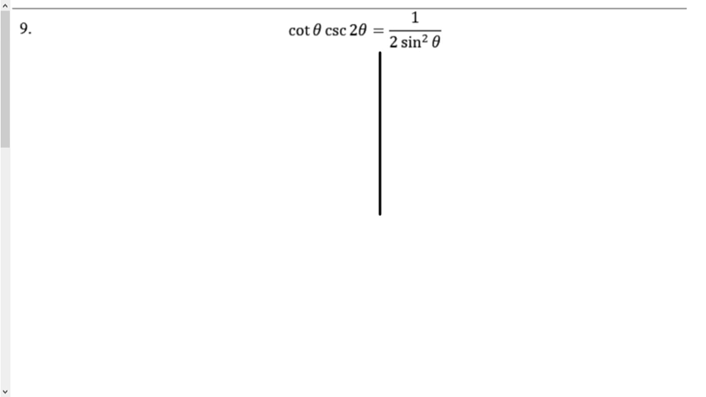I'm going to do a two-column proof again, so I put that vertical line down along the equal sign. On the right-hand side, I have sine thetas. On the left side, I have cotangent and cosecant, so I'm going to rewrite these in terms of sine. This double angle in the cosecant I don't have a rule for, so I'm going to rewrite that in terms of sine.